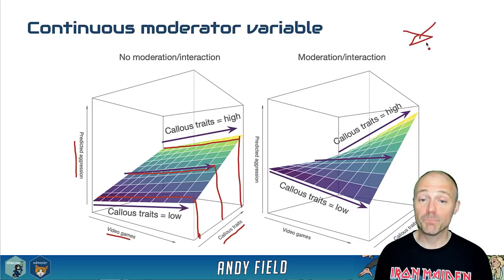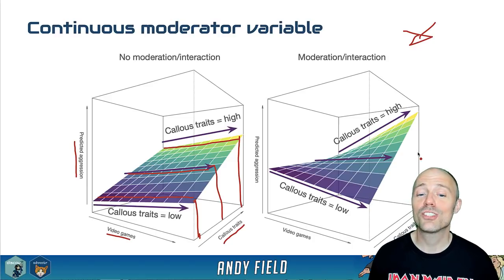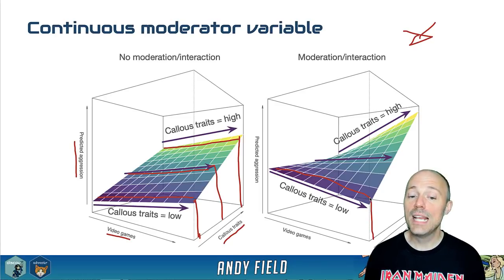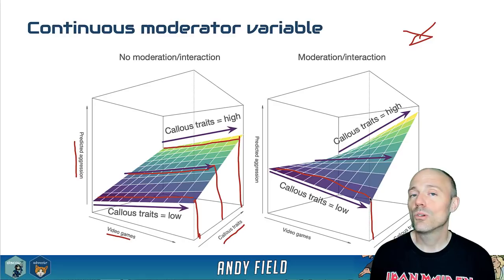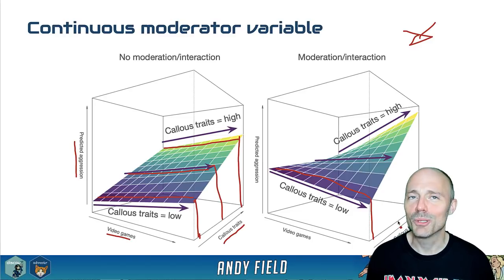What's going on here? Well, what we've got here is an example of moderation. So when we have moderation, the core relationship we're interested in, between video gaming and predicted aggression, does change as a function of callous unemotional traits. In this example, if we start off at low levels of callous unemotional traits, what's the relationship between video gaming and aggression? It's actually slightly negative. So at low levels, the more video games you play, your aggression levels are lower. So it's a negative relationship. These are not real data.